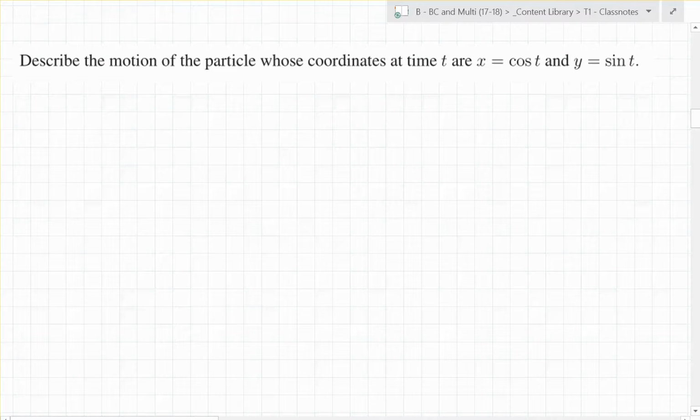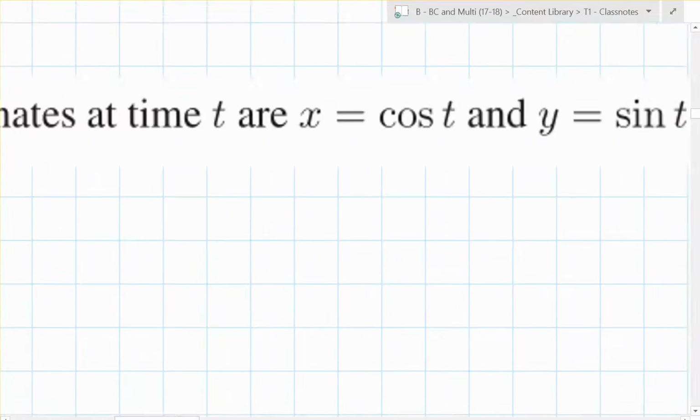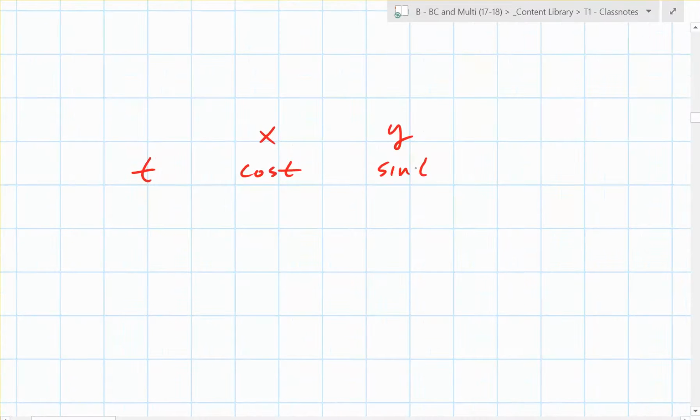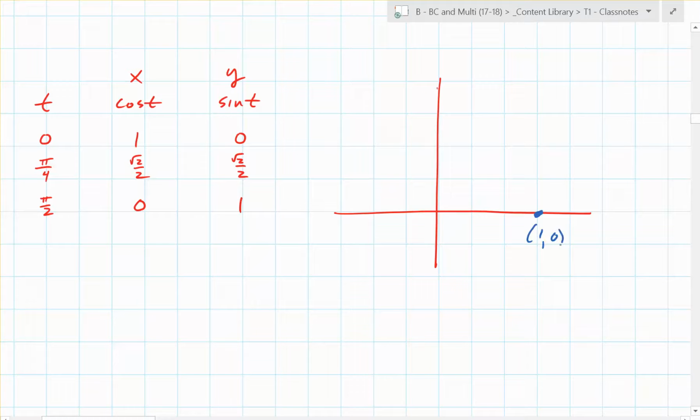Describe the motion of the particle whose coordinates at time t are x equals cosine t, and y equals sine t. Could we use the same method we just used to graph this? We could. So we have t, cosine t is the x value, and the y value is sine t. Let's pick some values. 0, what's cosine of 0? That was 1, 0, right? And then a little bit further, it's 0.7, root 2 over 2 comma root 2 over 2, right? And then where is it? 0, 1, right?